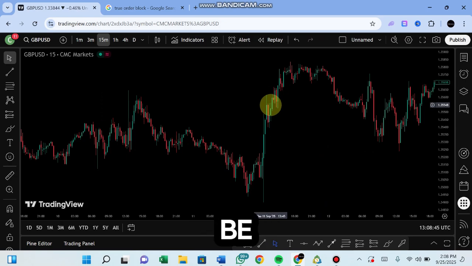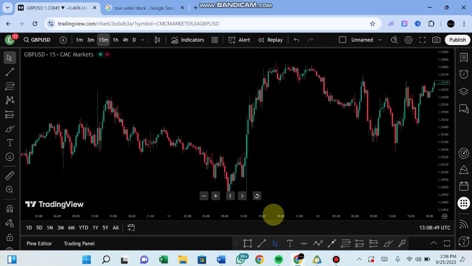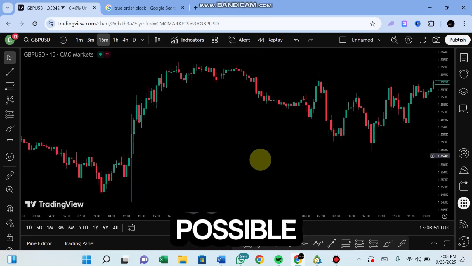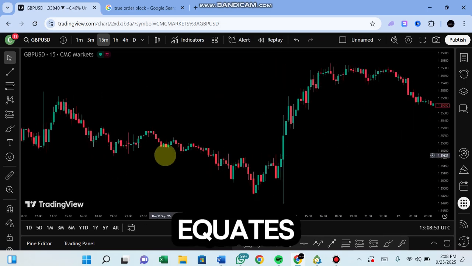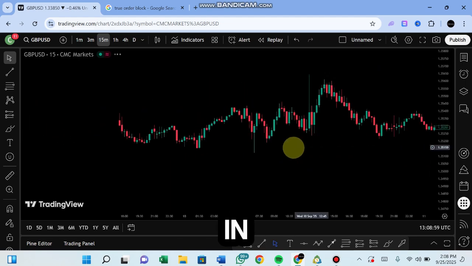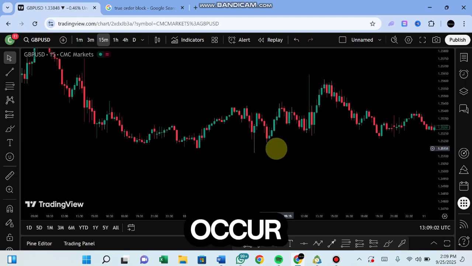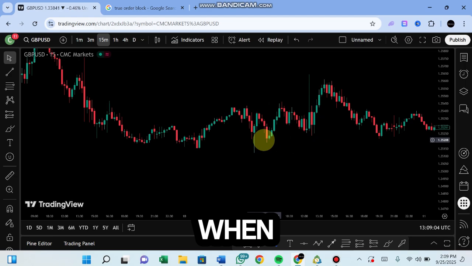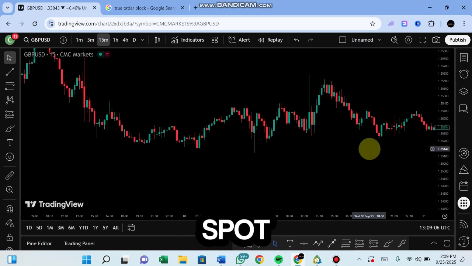So guys, I think that will be all. I want you to go through the chart and see if you can spot as many order blocks as possible. Repetition equates to mastery. So if you want to master this, you should be able to spot thousands of order blocks in the charts. They might not occur all the time, but when they occur, you should be able to spot them.